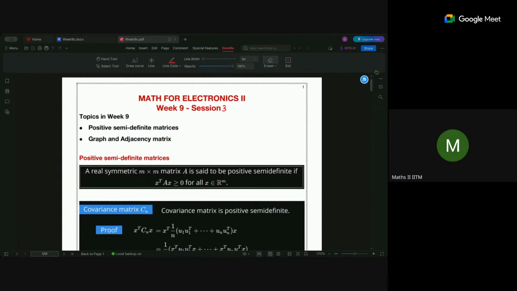In today's session, we will see what are positive semi-definite matrices, and then we will see a new topic which is graph and adjacency matrix.